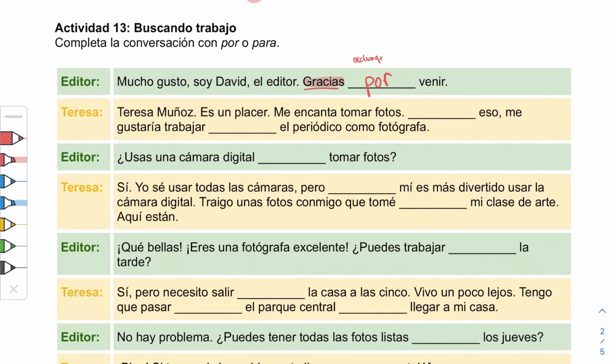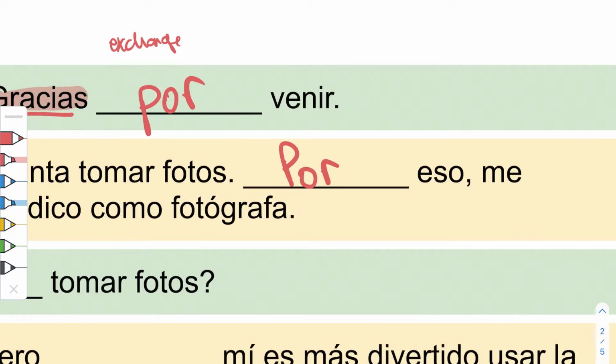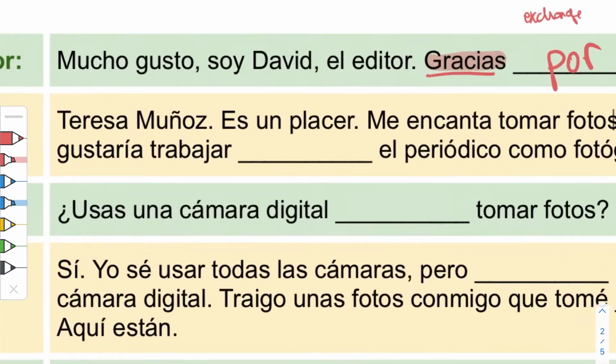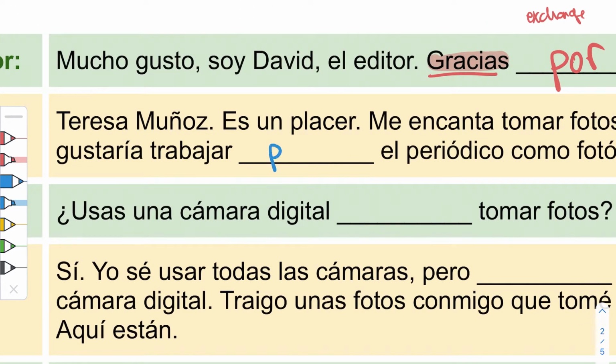Es un placer, me encanta tomar fotos. Por eso, because of this is another cause. Me gustaría trabajar para el periódico. This one super gives it away. Trabajar, with employment.